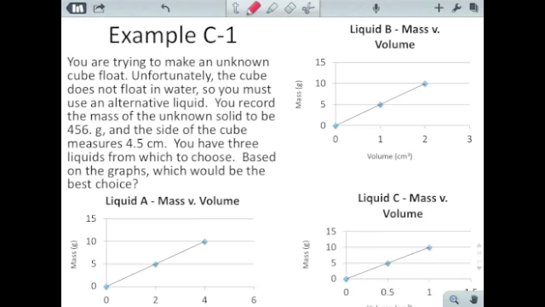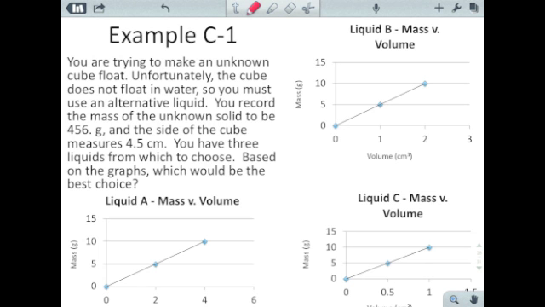All right, let's look at example C1. It's a big question. It says you're trying to make an unknown cube float. Unfortunately, the cube does not float in water, so you must use an alternative liquid. You record the mass of an unknown solid to be 456 grams, and the sides of the cube measure 4.5 centimeters. You have 3 liquids from which you can choose based on the graphs. Which would be the best choice?